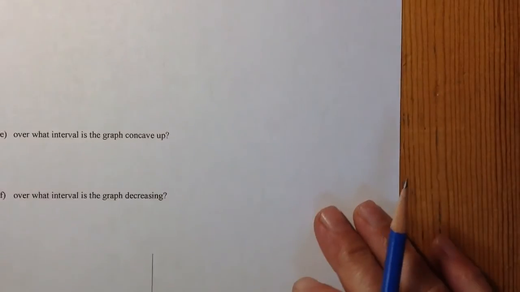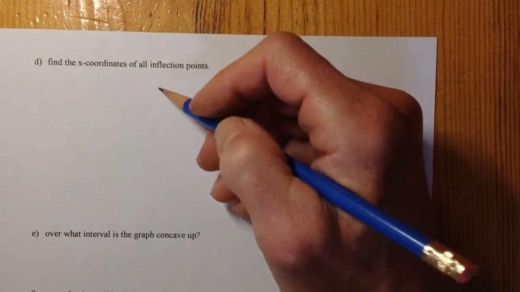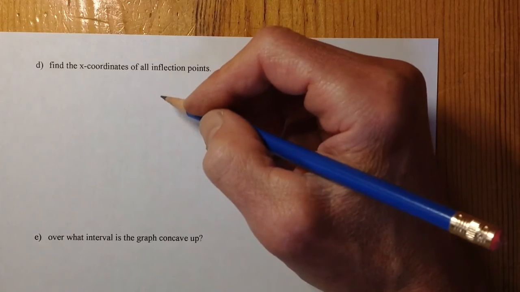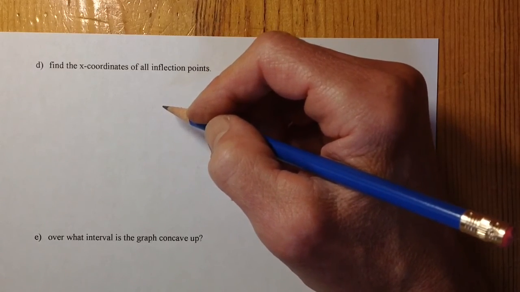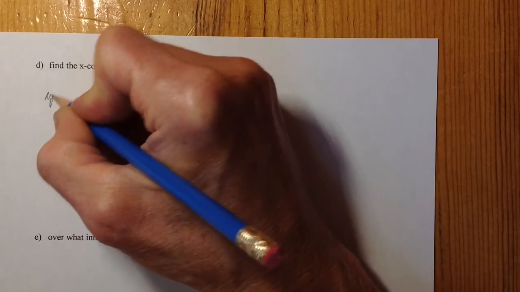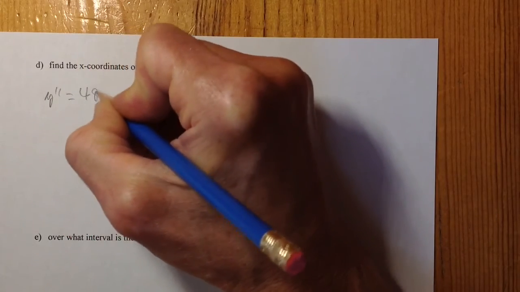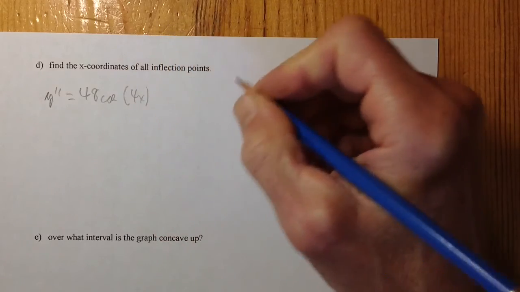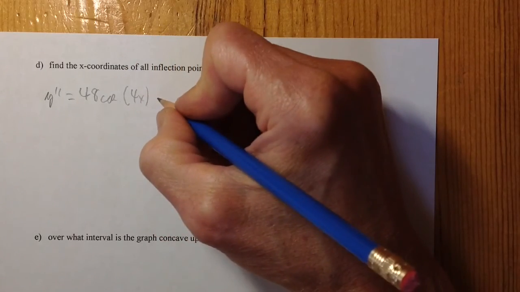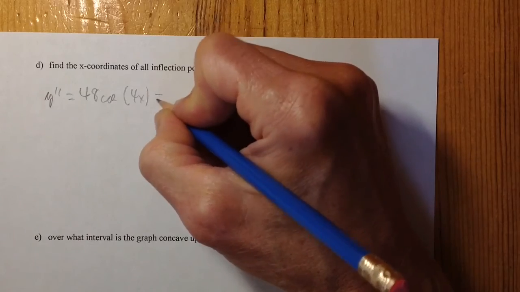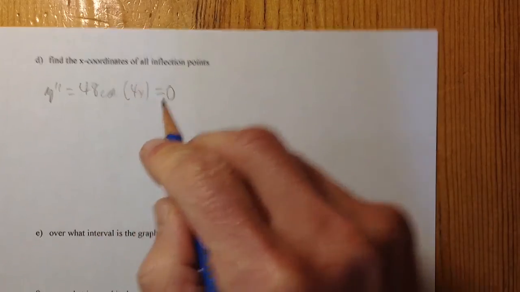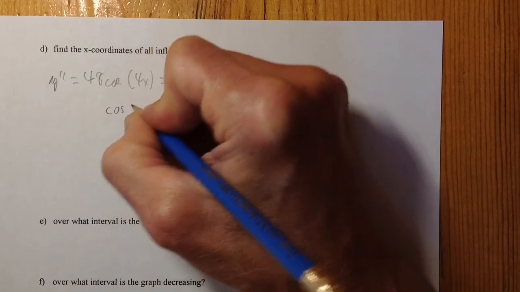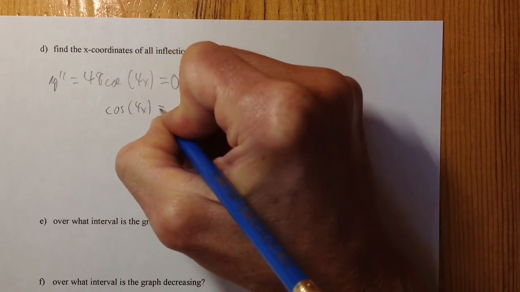Okay, getting there. Okay, inflection points. The second derivative is equal to 0. So we took the second derivative already. The second derivative is 48 cosine of 4x. We set that equal to 0. The 48 doesn't matter. Divide both sides by 48. So it's basically when cosine of 4x is equal to 0.